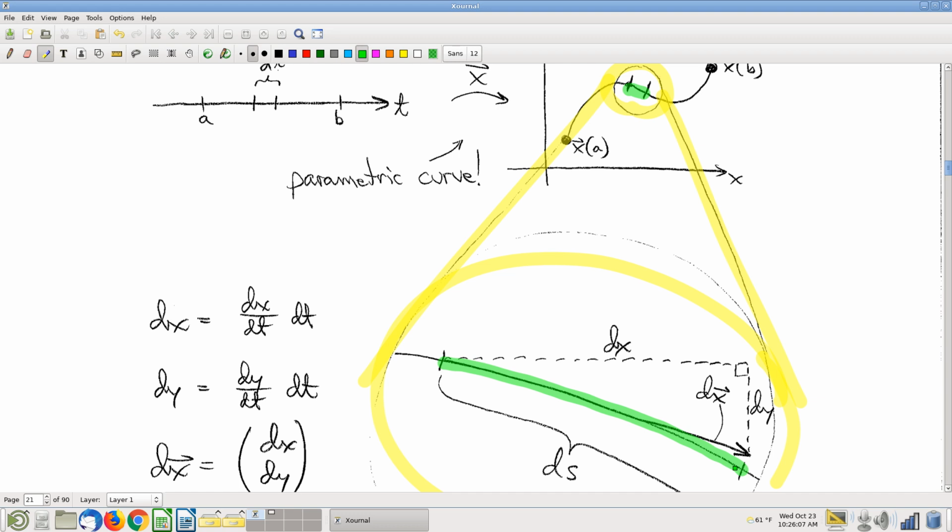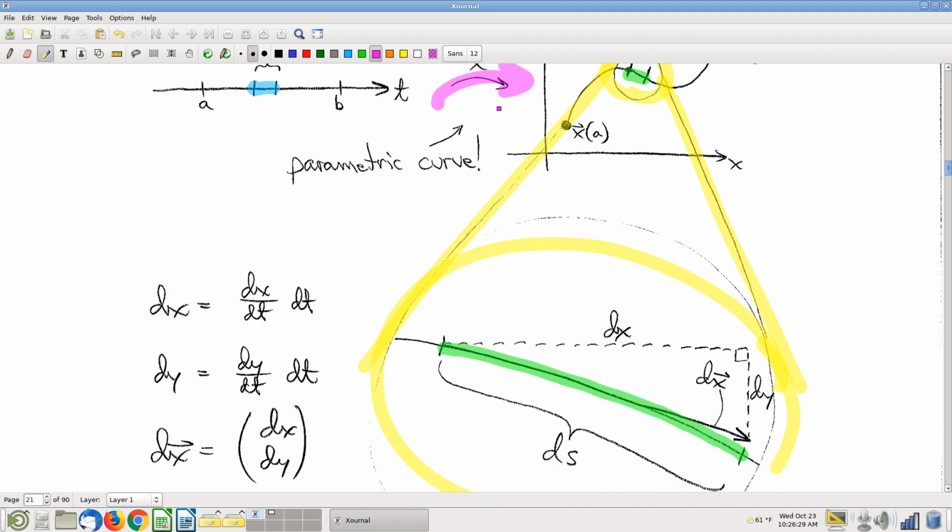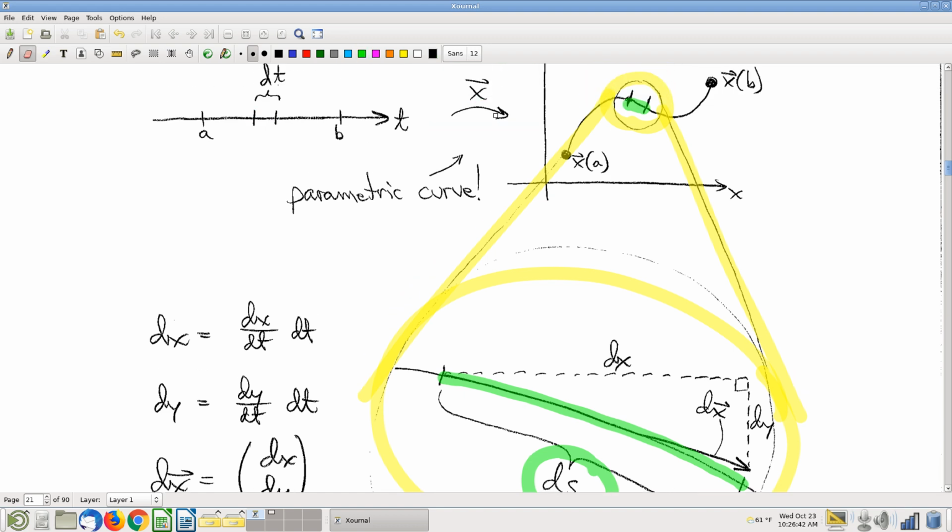Well, I want to know specifically how long is that, but more to the point, I would like to know by what factor, how does this function, whatever that is, stretch out a little blue piece of the t-axis of size dt? How much does that stretch out to become this little green piece of the curve, ds? All right, so I'm going to compute ds. And then we'll figure out what it is times dt.